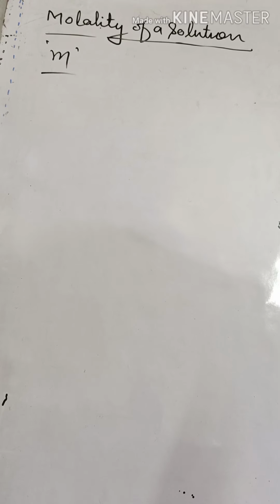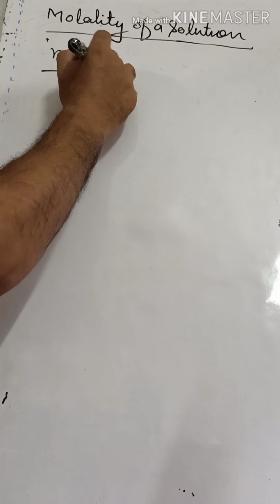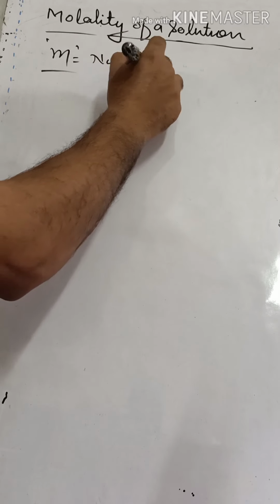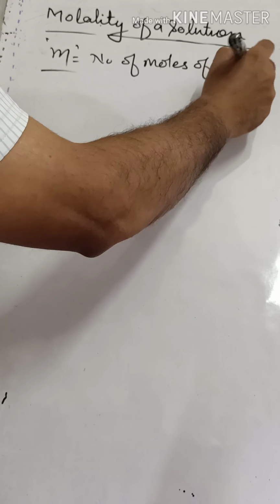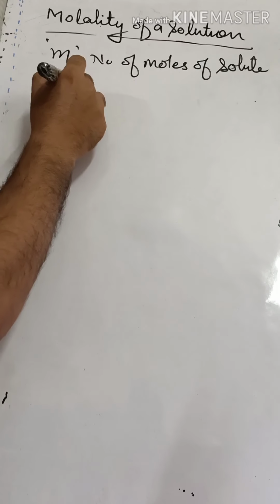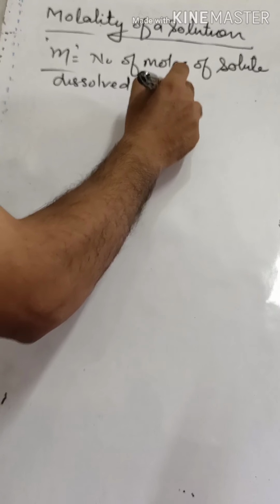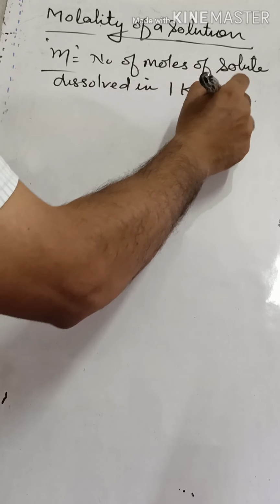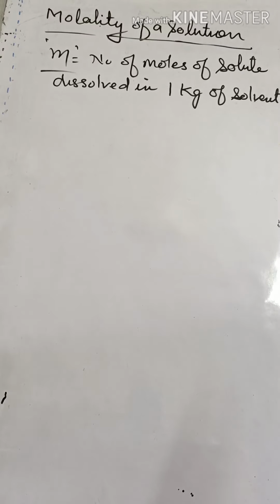Sometimes we are taking molar mass of substance as a small m. So molality of solution is the number of moles of solute dissolved in 1 kg of solvent, not solution.